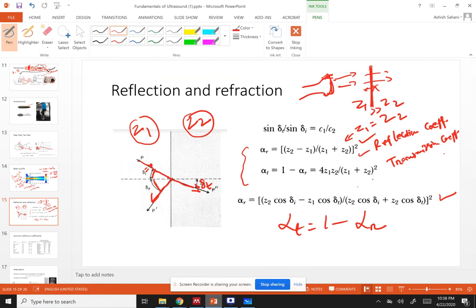Okay, so if the reflection coefficient is very high, and the transmission coefficient will be low, then a lot of sound power will get reflected from the surface and it will be very strongly visible. Okay, if the reflection coefficient is very high, then that interface will be very strongly visible.